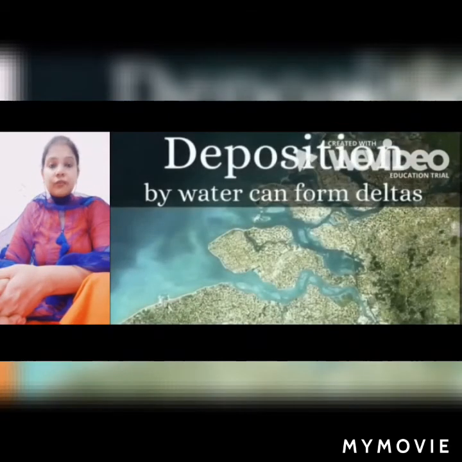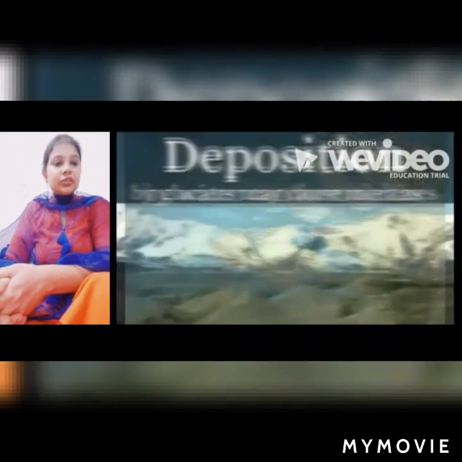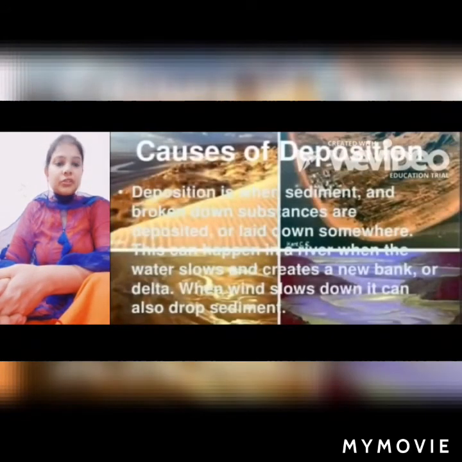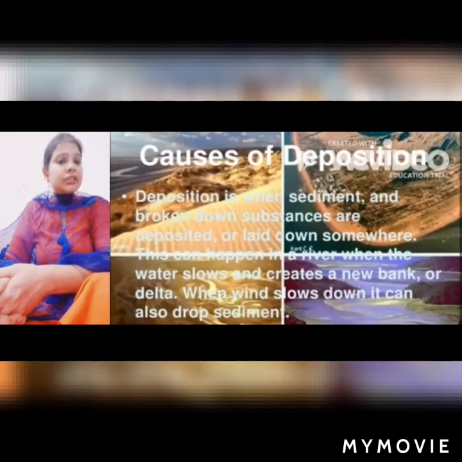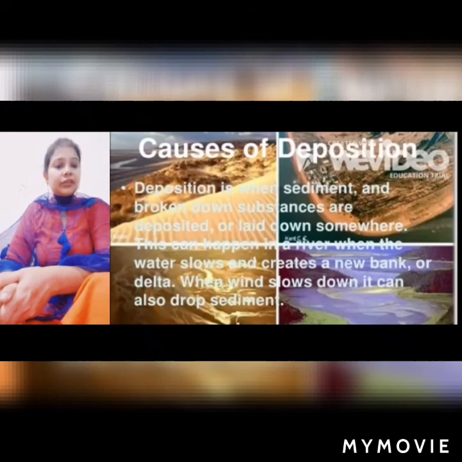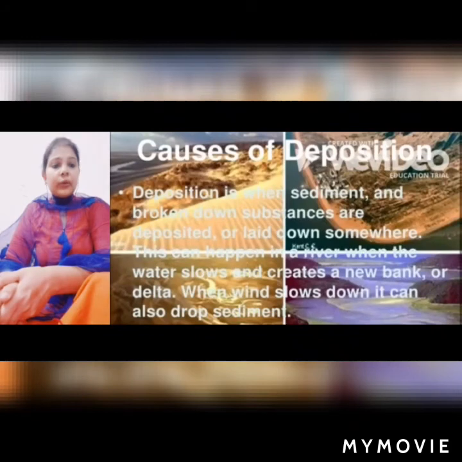Deposition by water can form deltas. Deposition by glaciers can cause moraines. Causes of deposition. Sediment and broken down substances are deposited or laid down somewhere. This can happen in a river when the water slows and creates a new bank or delta. When wind slows down, it can also drop sediment.